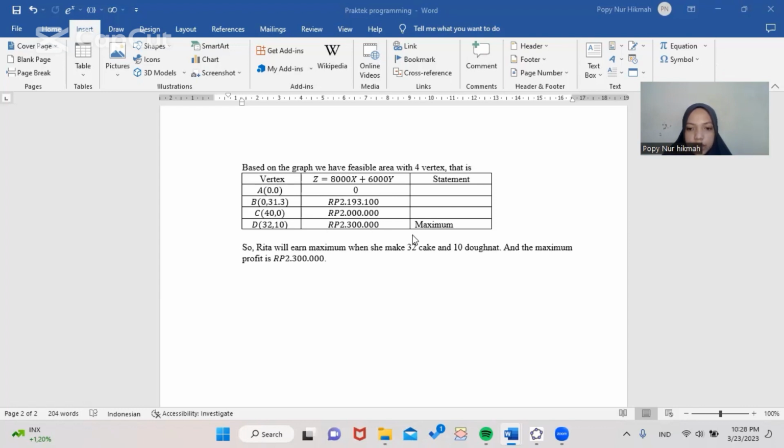So we can see that the maximum value is on vertex D. And then Tita will earn maximum profit when she makes 32 cakes and 10 donuts, and the maximum profit is 2,300,000 rupiahs.